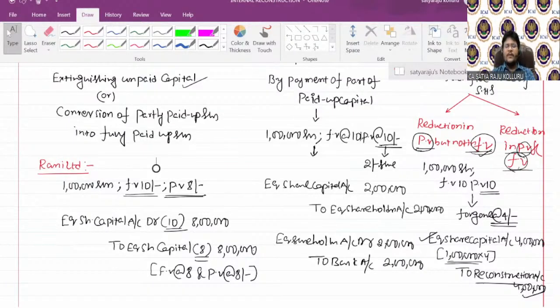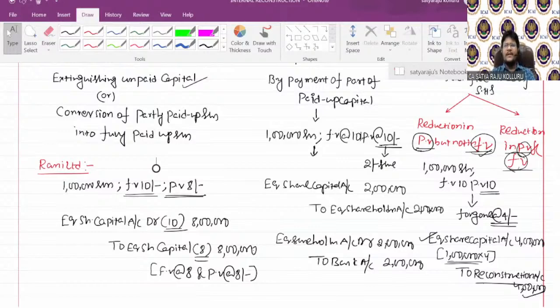If you observe, the journal entry is equity share capital account Dr 8 lakhs to equity share capital account 8 lakhs only. There is no change in the paid up capital. Earlier paid up capital 8 rupees, right now also paid up capital 8 rupees. Then what is the difference, sir? Earlier face value 10 rupees, right now face value 8 rupees. Earlier face value 10, paid up value 8. Now face value and paid up value both are 8 rupees only.